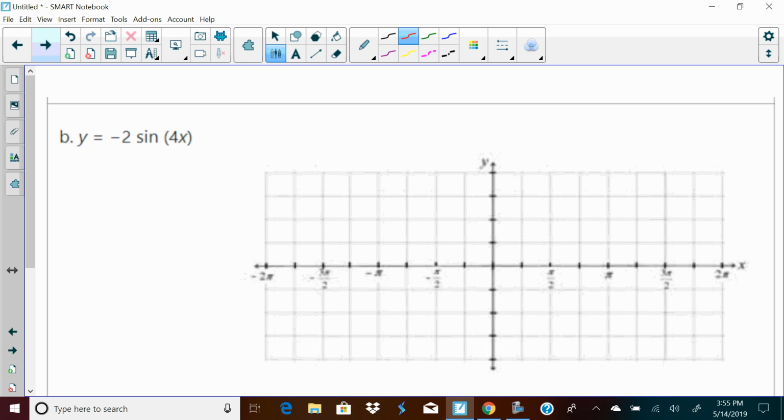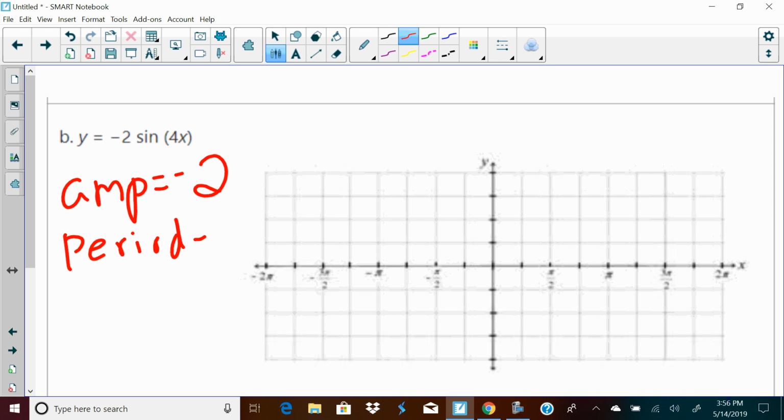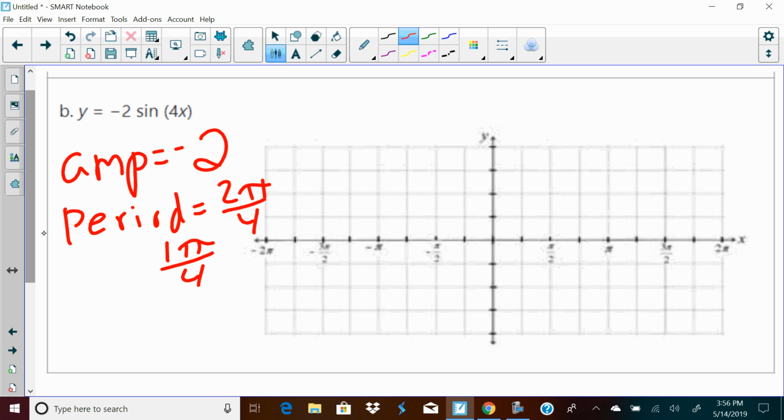Okay, the second problem, y equals negative 2 sine of 4x. So again, my amplitude is 2, or I could say negative 2, the negative just makes me know that it's going to flip over. The period, because there's a number in front of x, is 2 pi divided by 4, or 1/2 pi. Pi over 2, sorry. Pi over 2 is going to be my period.